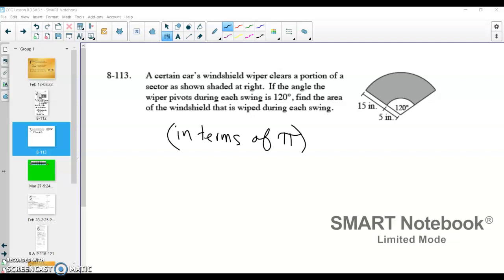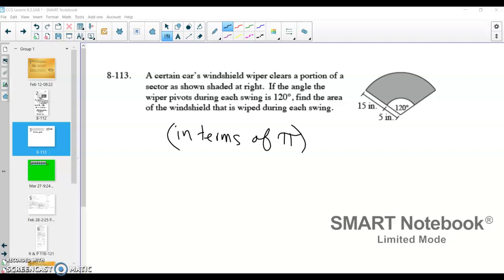What it's saying is a certain car's windshield wiper clears a portion of a sector as shown at the right. The shaded area is the section that gets cleared by the windshield wiper. And it's saying if the angle of the wiper's pivot during each swing is 120 degrees, find the area of the windshield that is wiped during each swing. So really we are just trying to find the area of the shaded region.